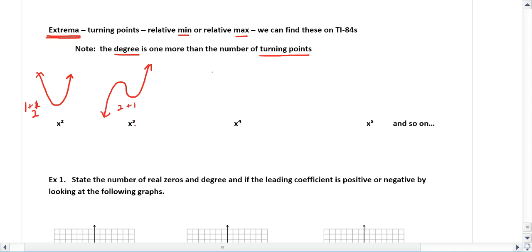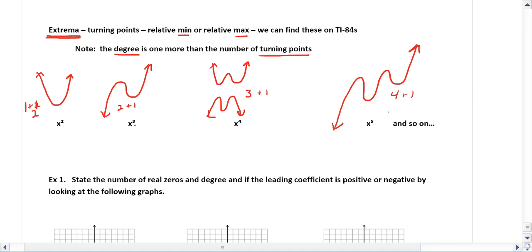A fourth degree equation, like we found, is either going to look like sort of the letter W, that would be a positive leading coefficient, or it could look like an M for a negative leading coefficient, but either way, there's three turnarounds. 3 plus 1 is the degree of 4. And then a fifth degree, if we want to look at that, could be a graph like this. It has 4 turnarounds plus 1, a fifth degree, and this goes on and on. So please note the degree is one more than the number of turnarounds on the graph. So just by looking at a graph, you can tell what degree equation made it.